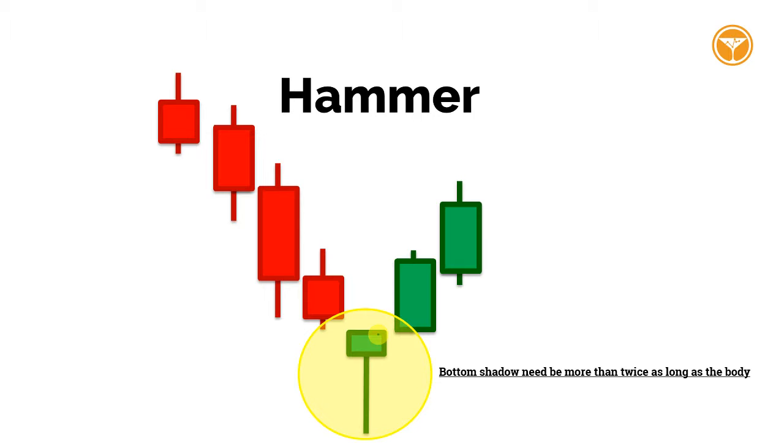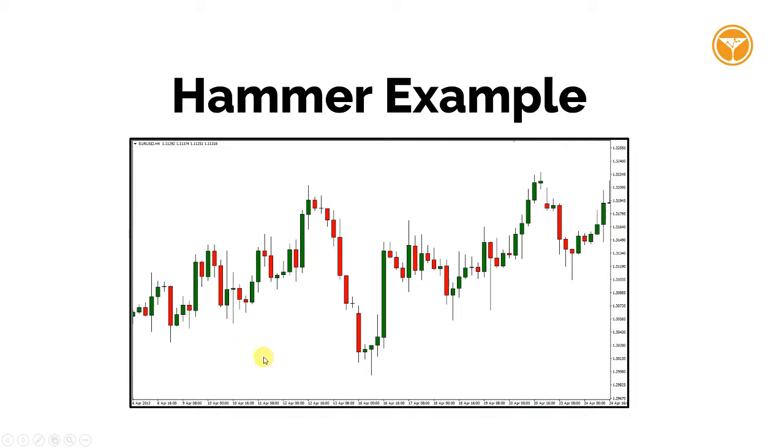So, hard and fast rules, because as technical traders we always want hard and fast rules. The bottom shadow needs to be at least more than twice as long as the body. So it's really important this shadow area here is at least twice as long as the body area. You're not always going to see perfect ones like this though, so let's quickly take a look at one in the market. It's actually a perfect one.